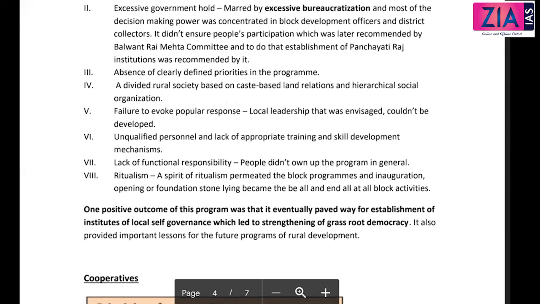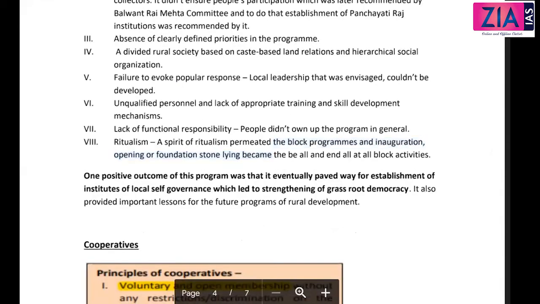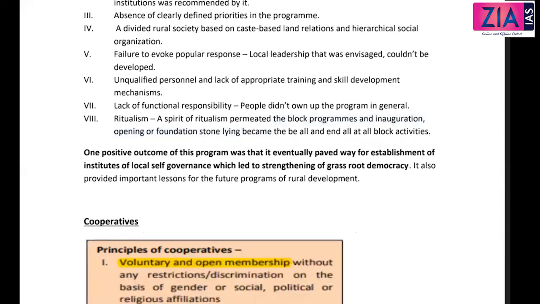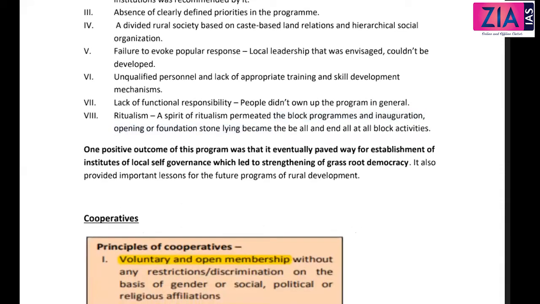Okay. Absence of clearly defined priorities of the program. Divided rural society based on caste based land relations and hierarchical social organization. All these, okay, how society is divided on the basis of caste: Brahmin, Kshatriya, Vaishya, Shudra. So deep division was there, deep cleavages were there. People are not ready to cooperate.